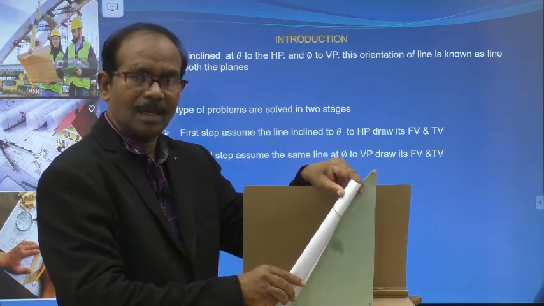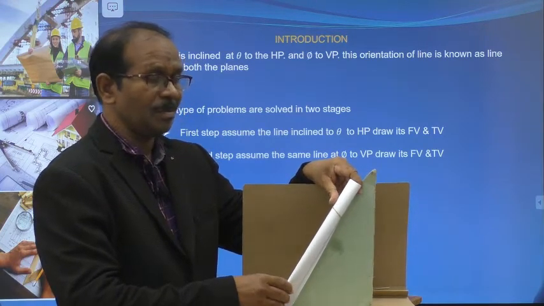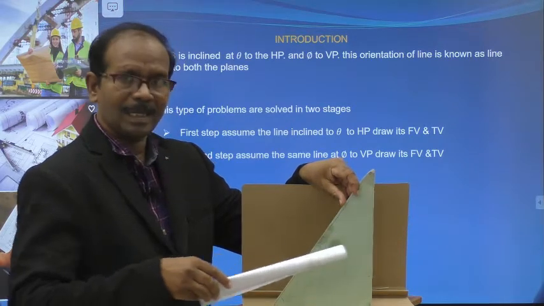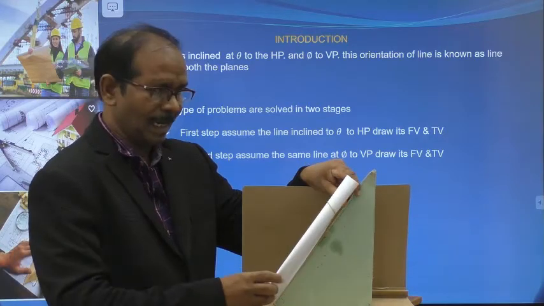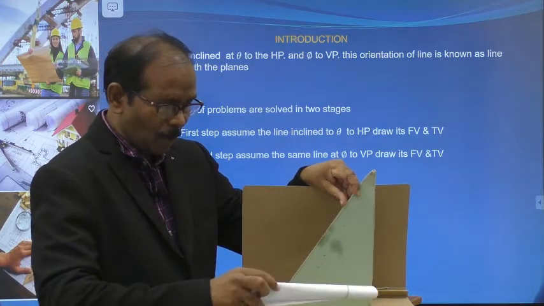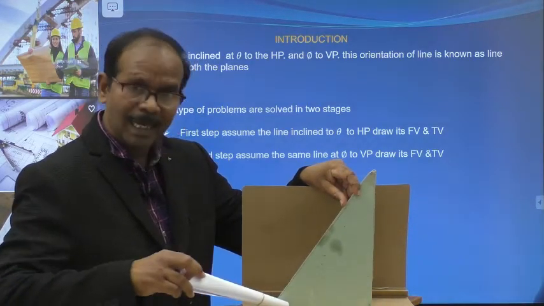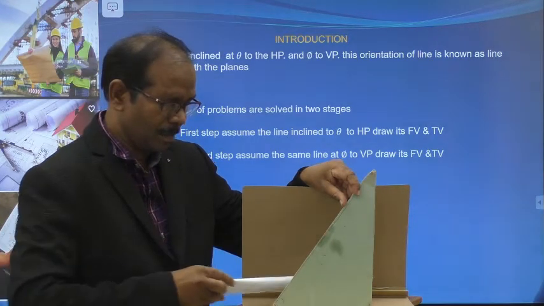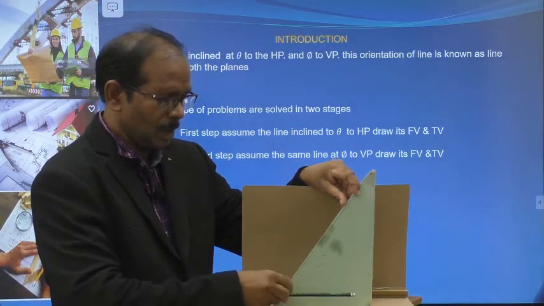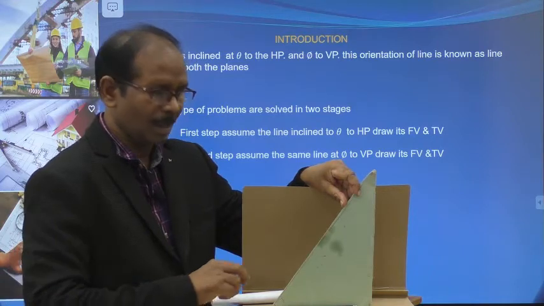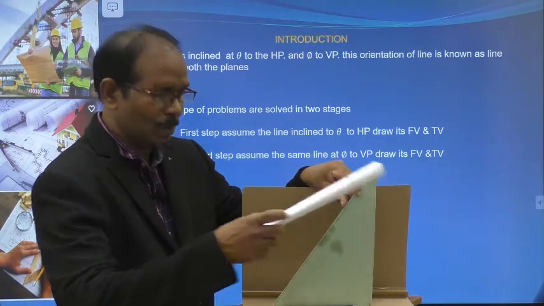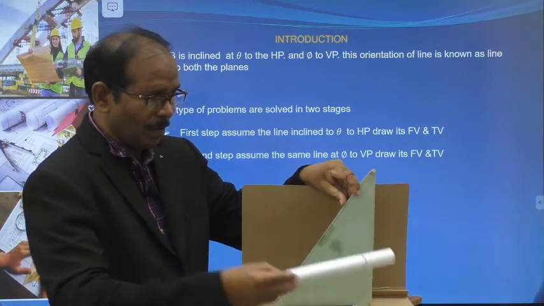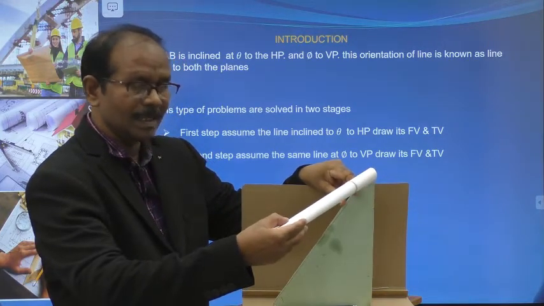So this is the line. Now assume the triangle plane, where the hypotenuse is the line. The smaller side of your triangle is the top view. Its height from the XY line, you know this is the XY line, from this to the XY line, this height.